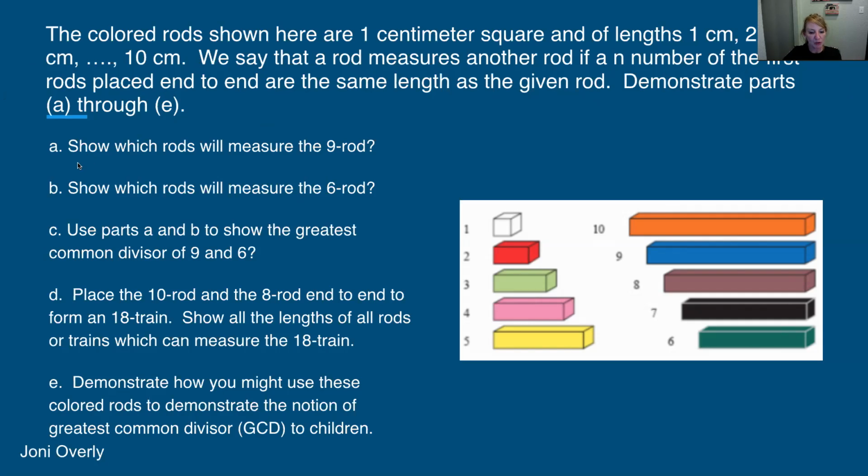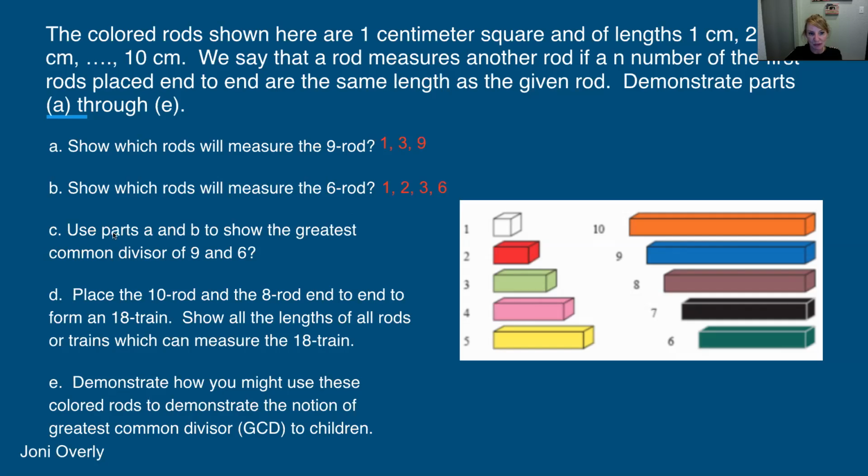So which rod will measure the 9 rod? Okay, well, let's look at that. The answers would be all the rods that would divide 9 evenly. So that's going to be our 1, 3, and 9. Okay. So when we answer question B, it says, which rods will measure the 6 rod? Well, we know it's going to be our 1, our 2, our 3, and our 6. That's right.